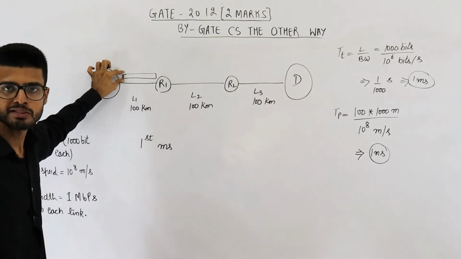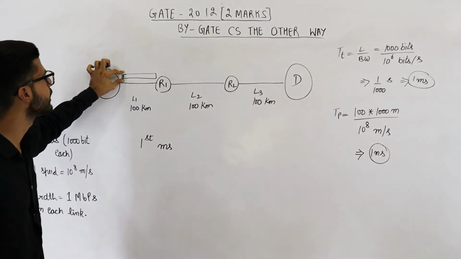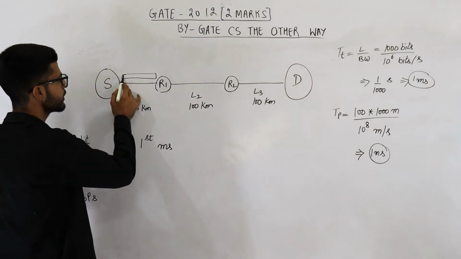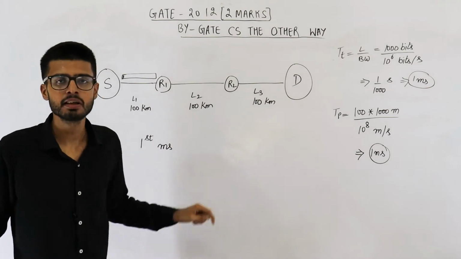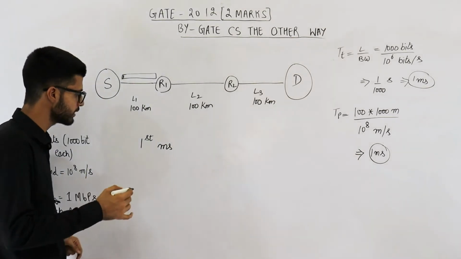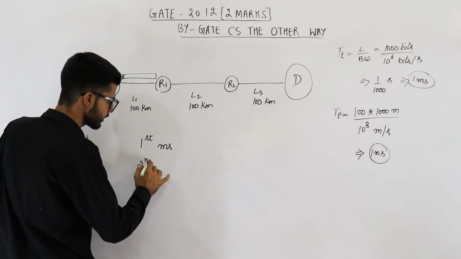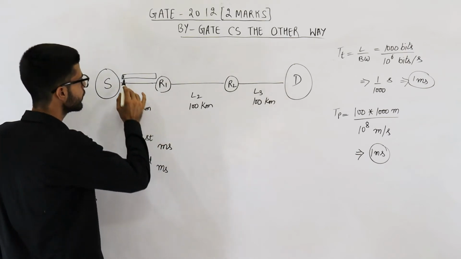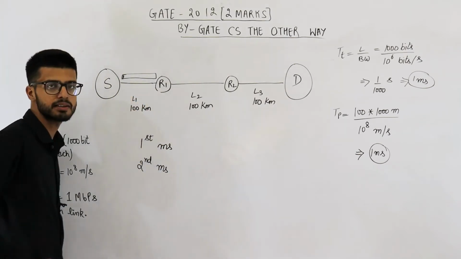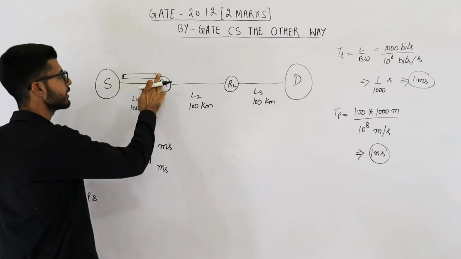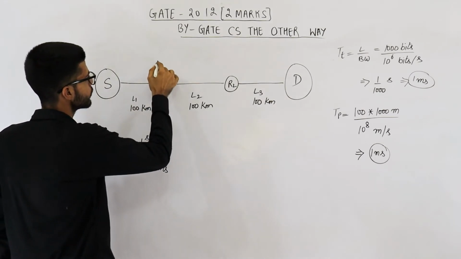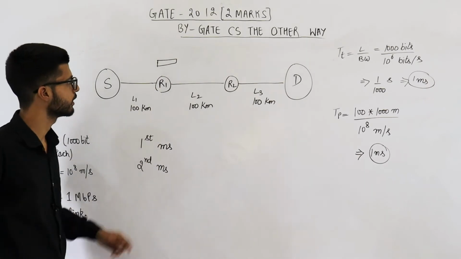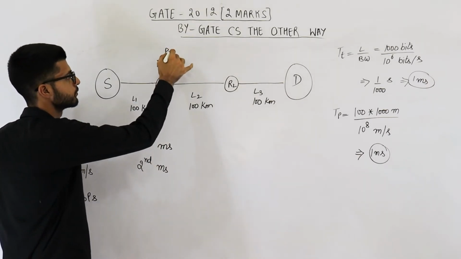At the ending of the first millisecond, or just the beginning of the second millisecond, the first bit is here. This bit requires 1 millisecond to travel completely through the channel. That means at the ending of the second millisecond, this bit will be received by this router R1. So we can say the complete packet will be received by the router R1. Okay. So this packet will be like this. It is the first packet.